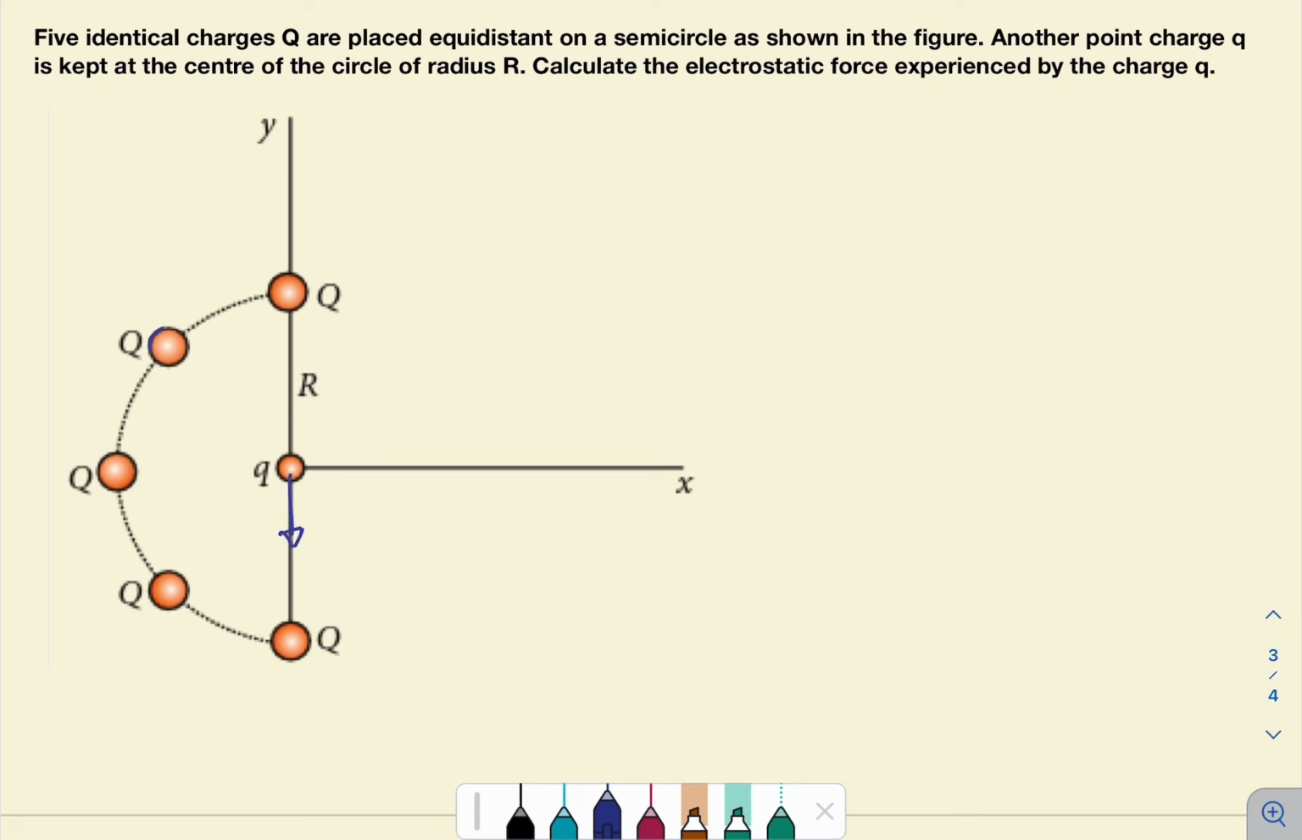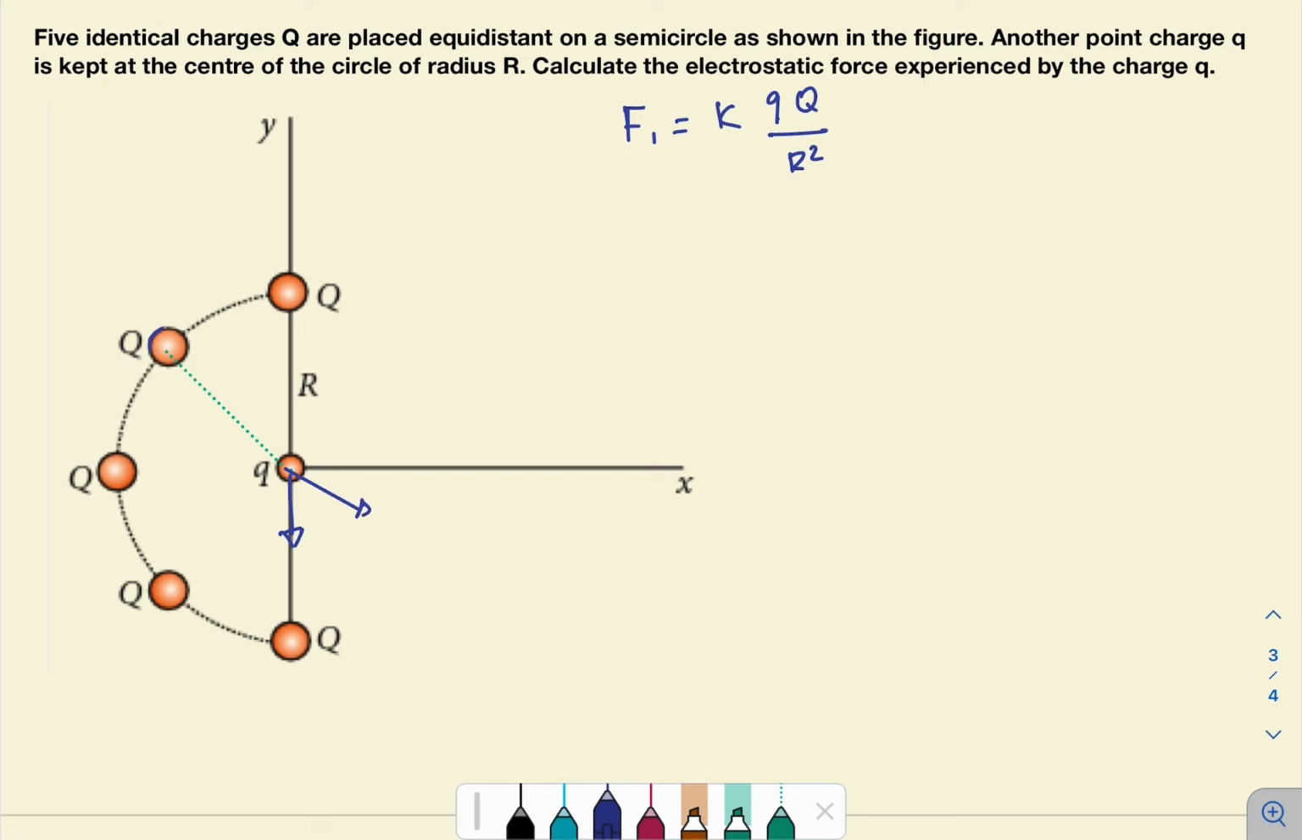What is the magnitude? Let us take this as the first charge. Due to the first charge, I can put the force F1 here, which is K times the product of their charges, divided by the distance squared. The distance is the radius. Similarly, I have another charge. Due to this charge, the force will be repulsive, along the line, so this force will be like this.